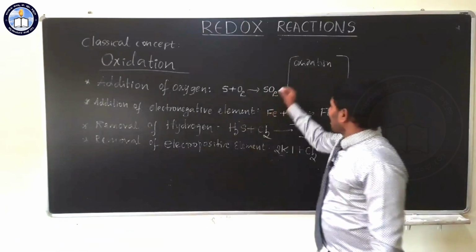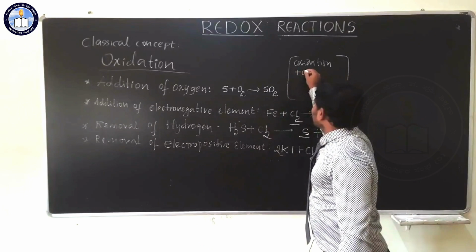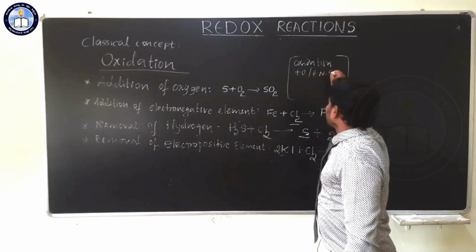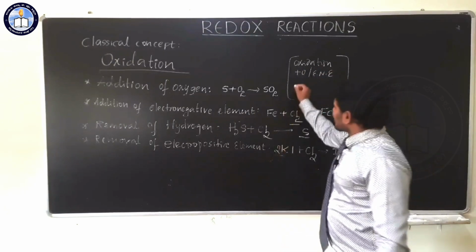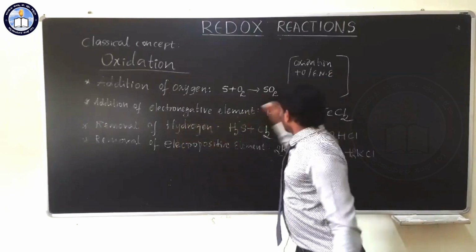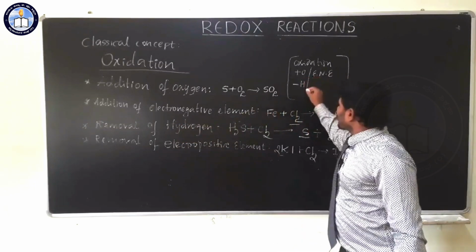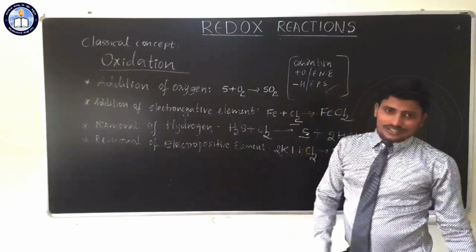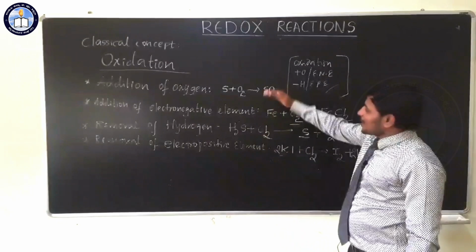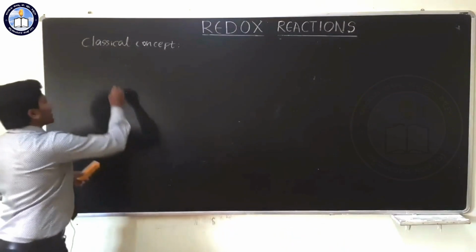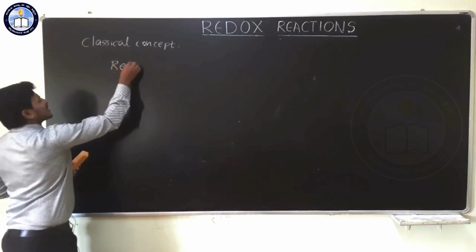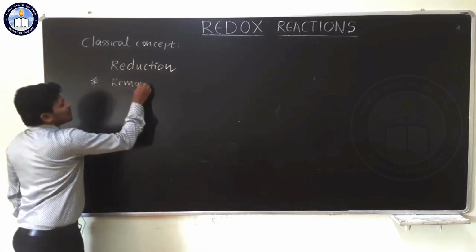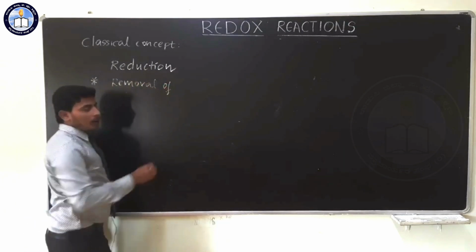Overall I can say addition of oxygen or electronegative element, removal of hydrogen or electropositive element is known as oxidation. The summary of this. Second one is for reduction. Removal of oxygen.